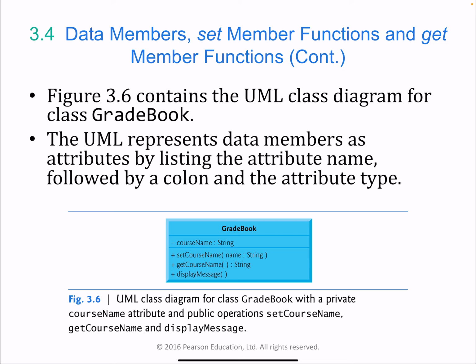So for this particular class that you just saw, this is what the UML class diagram would look like. Class gradebook, a data member, a string called course name, set to private, that's what the minus sign in front of it means, and 3 functions that are public. How can I tell that they are public? From the plus sign in front of those function names. And get course name returns a string, and I can tell that from the data type provided after the colon over here.